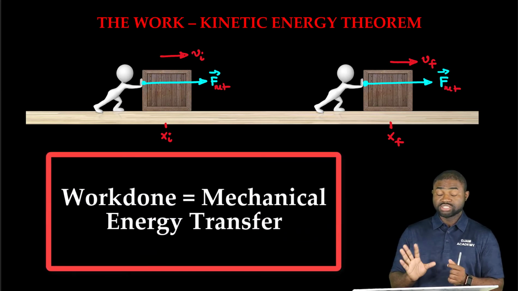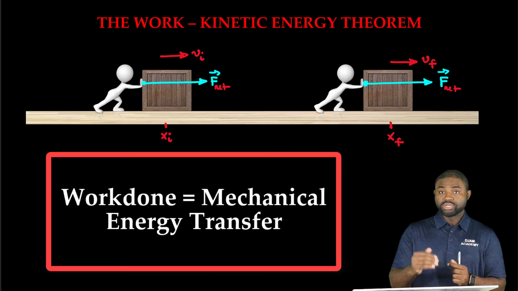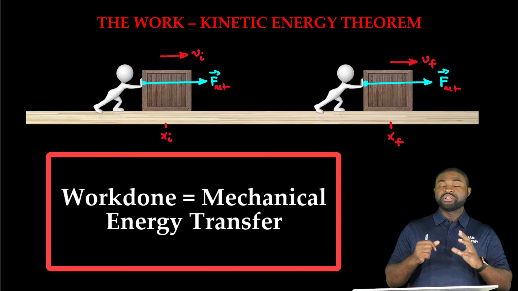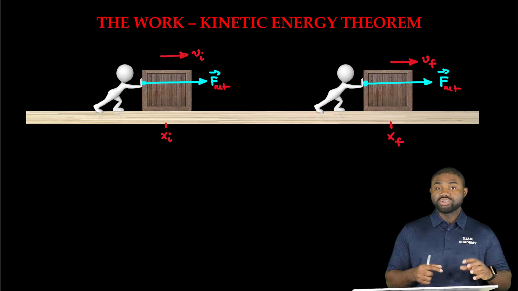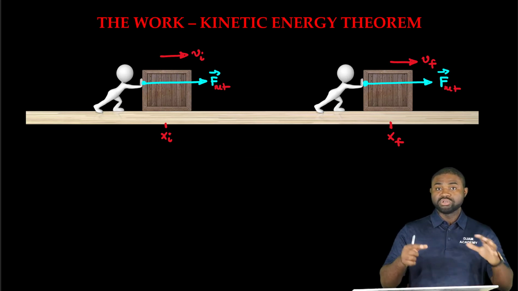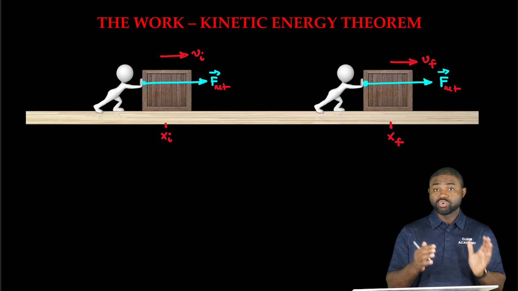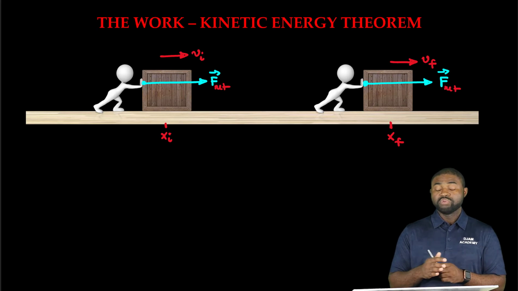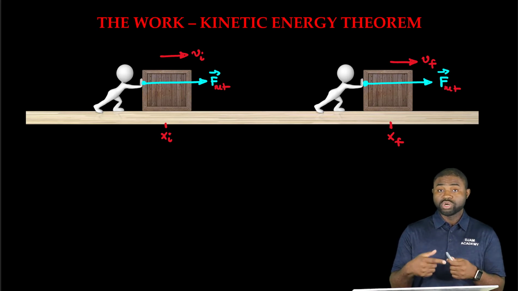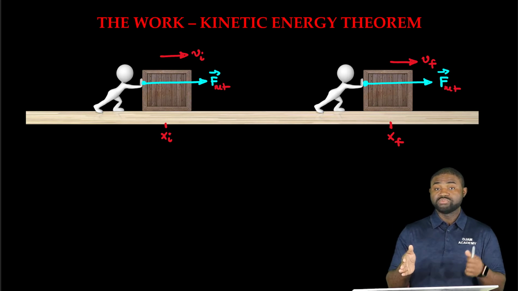Now when energy is transferred into a system, the work done is positive. But when energy is transferred out of a system, the work done is negative. Let me put it another way. When work is done by an external object on a system, it transfers energy to that system, in which case the work done is positive. But when a system does work on the surroundings, energy is transferred from the system to the surroundings, and the work done is negative.